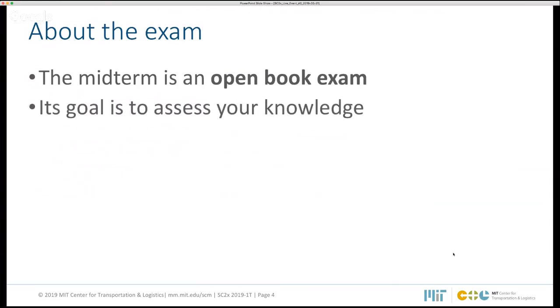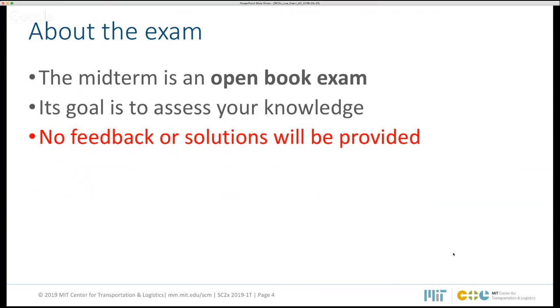The main goal of this midterm exam is to assess your knowledge. We want to assess your understanding of the different methods presented in the first part of the course. This midterm exam is pure assessment. In this sense, we won't be providing any feedback during the exam, or any solution after we close the exam. This is the policy that is coming from the MicroMaster program, and if you have taken SC1x in the last round, you will be familiar with this policy. No feedback or solution will be provided during or after the midterm exam.